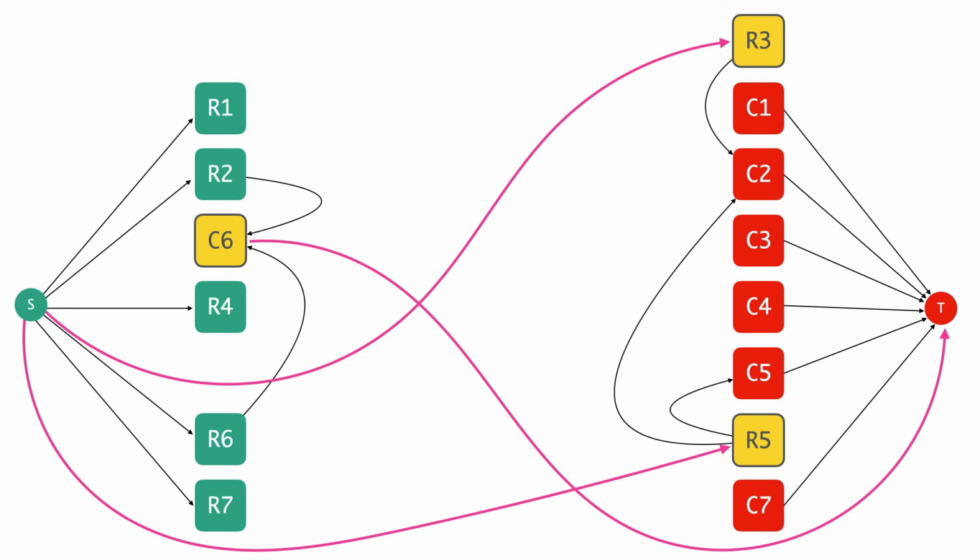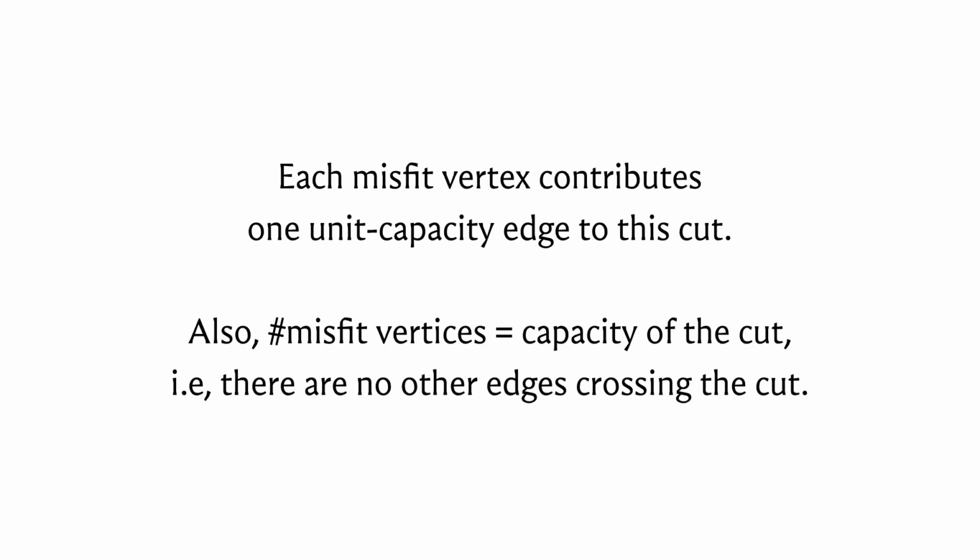Well, what are the edges that are crossing this cut? You will see that these edges are exactly the unit capacity edges that are either incident on S or incident to T. In particular, I want to say that every misfit vertex contributes exactly one unit capacity edge to the cut, and in fact, the capacity of the cut is equal to the number of misfits. There are no other edges that cross the cut.